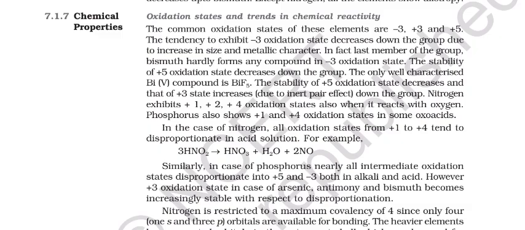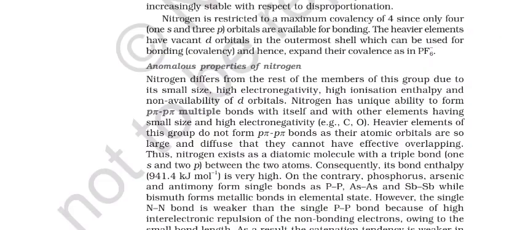In the case of nitrogen, all oxidation states from +1 to +4 tend to disproportionate in acidic solution. For example, 3HNO2 gives HNO3 plus H2O plus 2NO. Similarly, in case of phosphorus, nearly all the intermediate oxidation states disproportionate into +5 and -3 both in alkali and acid. However, the +3 oxidation state in case of arsenic, antimony and bismuth becomes increasingly stable with respect to disproportionation. Nitrogen is restricted to a maximum valency of 4 since only 4 orbitals are available for bonding. The heavier elements have vacant d orbitals in the outermost shell, which can be used for bonding and hence expand their covalence as in PF6-.